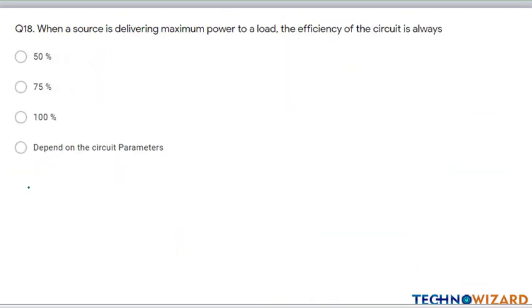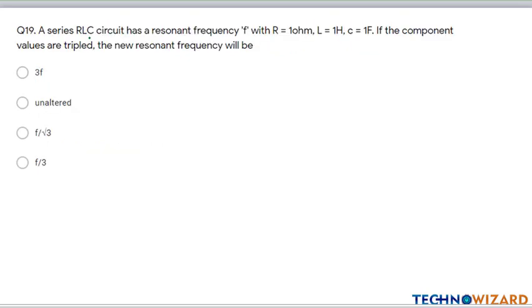Next question, when a source is delivering maximum power to a load. We have seen this question many times. I have given this in the last quiz also, two or three times I have given this question. When a source is delivering maximum power to a load, the efficiency of the circuit is always 50%. Remember this. Option is the correct answer.